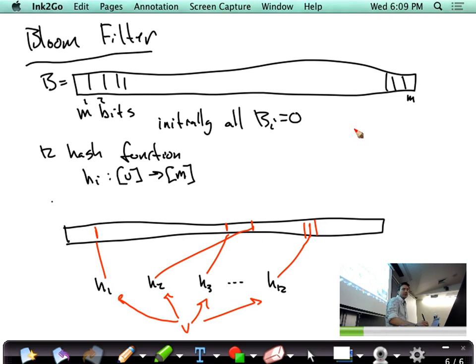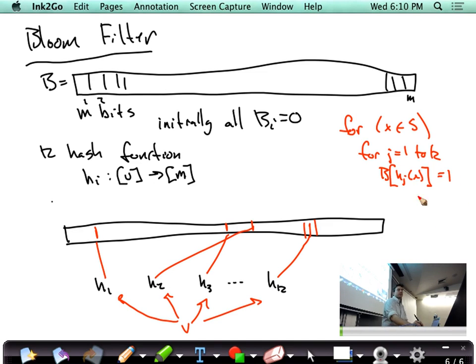You can write this as: for x in my set, for j equals 1 to k, I'm going to set b at hash_j of x to 1. So each value causes all these locations to be set to 1. This is all you have to do to put stuff into the set.